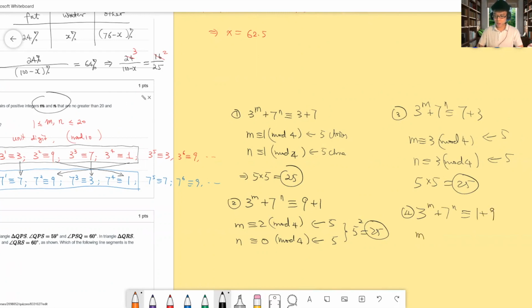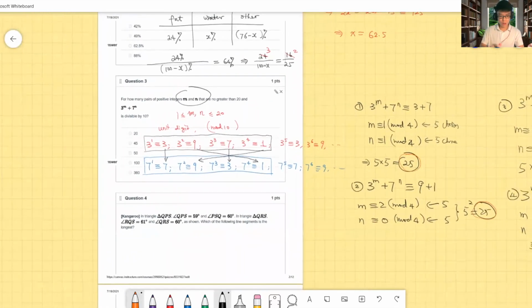This means m has remainder 0 when divided by 4, and n has remainder 2 when divided by 4. Also, in each case, we have 5 choices, and in total we have 5 squared, 25. Now we add all those numbers. That corresponds to 25 times 4. So the answer is 100.